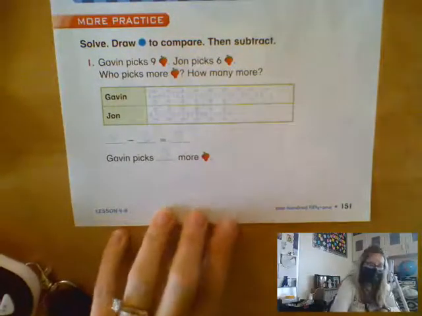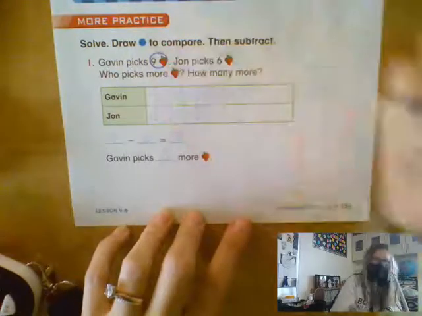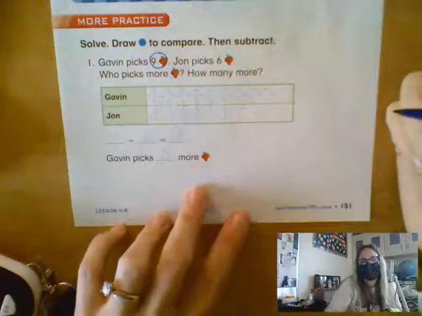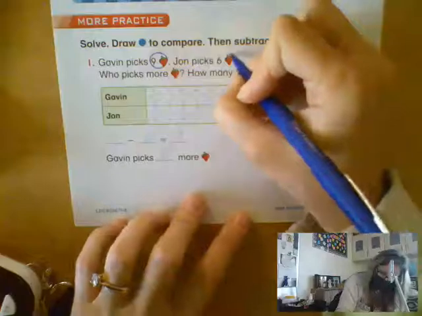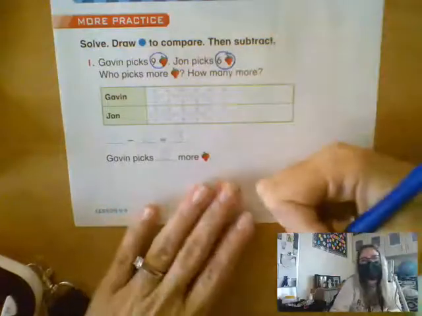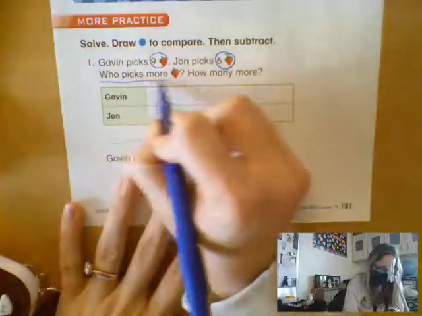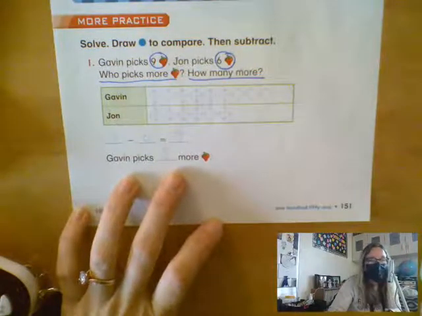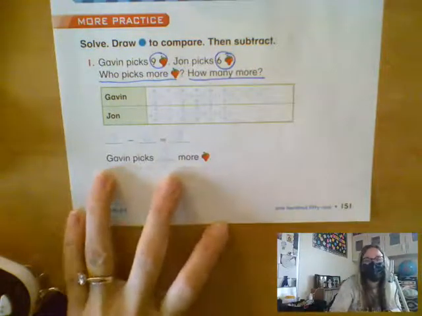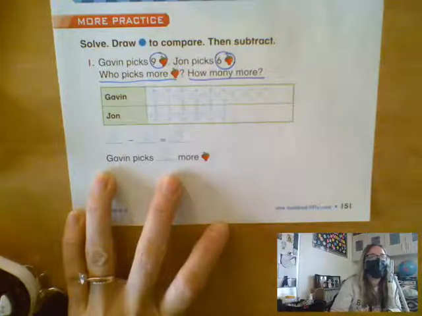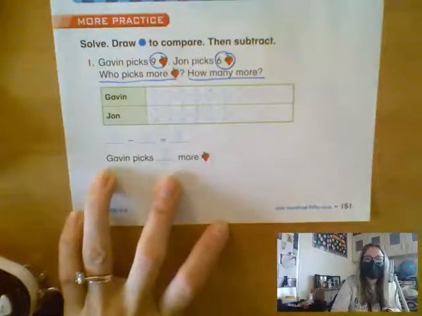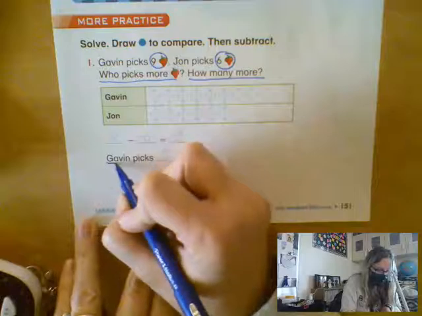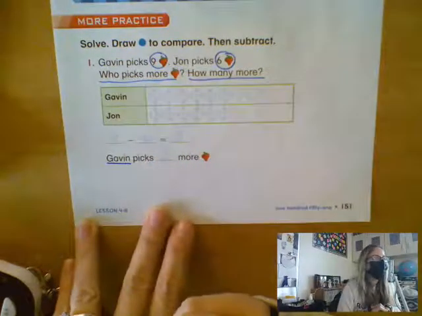Gavin picks 9 strawberries. Circle it, 9 strawberries. Keep going. John picks 6. Everyone circle 6 strawberries. Who picks more? How many more? Who picks more, friends? Without even counting or comparing, we can tell Gavin because it's a bigger number. So mine says Gavin. Does yours say Gavin, or do you have to write Gavin?